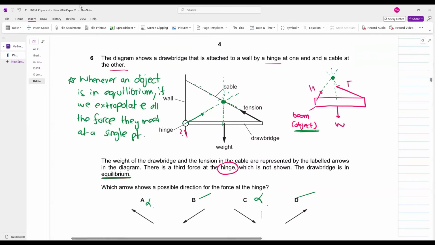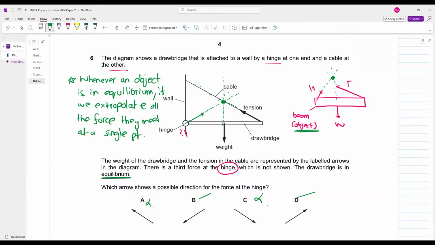तो बेटा अभी तक हमने क्या बात की है. अभी तक हमने ये बात की है whenever an object is in equilibrium, if you extrapolate all the forces they meet at a single point like this. Hinge वाली force, tension वाली force, weight वाली force, if I extrapolate it they meet at a single point indicating that the beam or the object is in equilibrium. I have also written a key point. Now we have two contenders. Either B will be your option or D will be your option because both of them are passing through this intersection point.